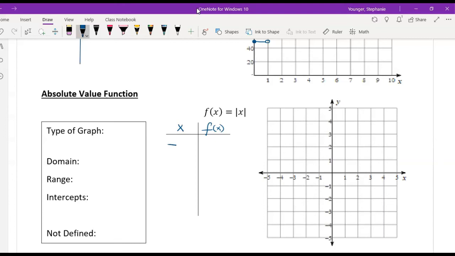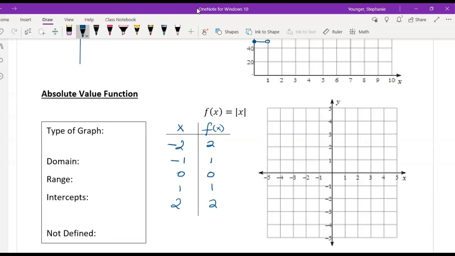So let's take a look at the 5 values that we almost always use when graphing: -2, -1, 0, 1, and 2. So if I put a -2 in for x, the absolute value of -2 is a +2. And then if I put in a -1, the absolute value of -1 is a +1. The absolute value of 0 is 0. The absolute value of 1 is 1. And the absolute value of 2 is 2.